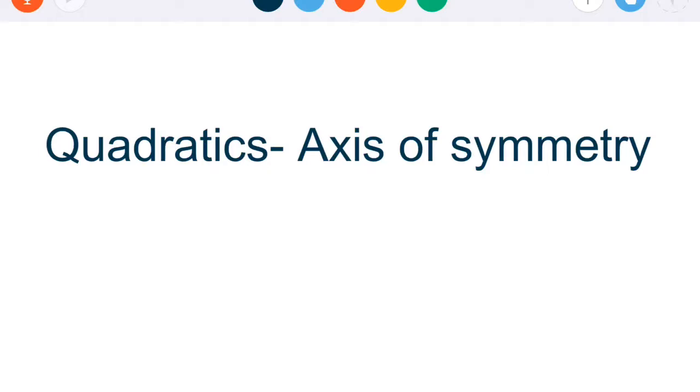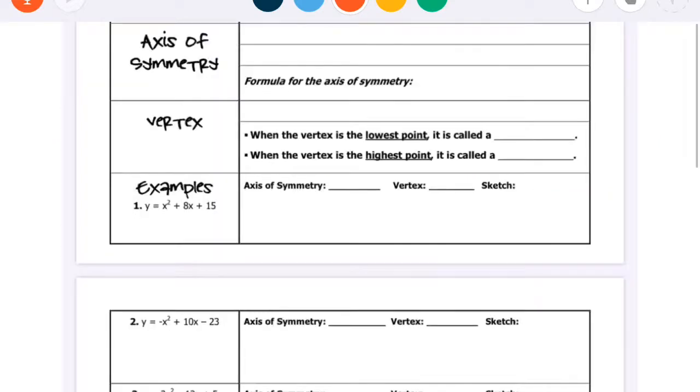This video is going to be on the general topic of quadratics, but more specifically we're going to talk about the axis of symmetry. So you should know the word symmetry already. It means basically the same on both sides. So I'm actually going to click through to this slide right here.